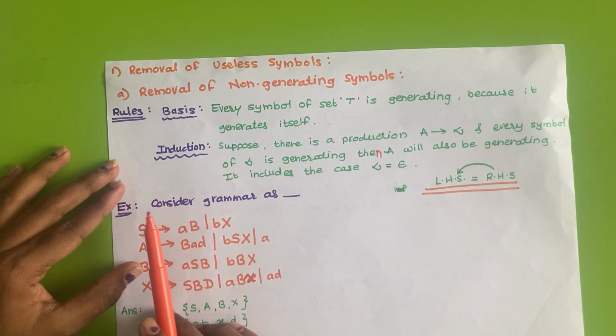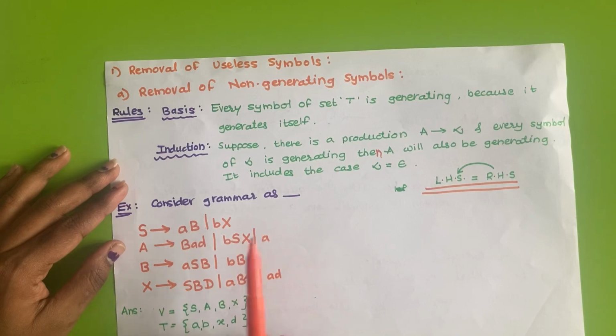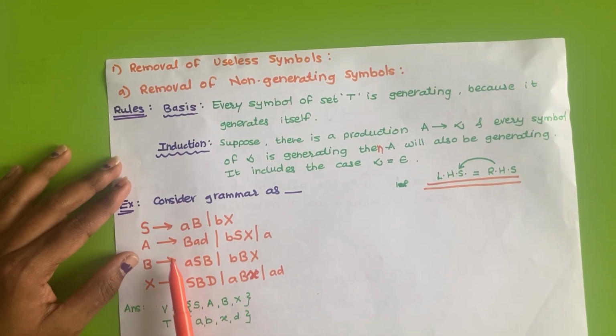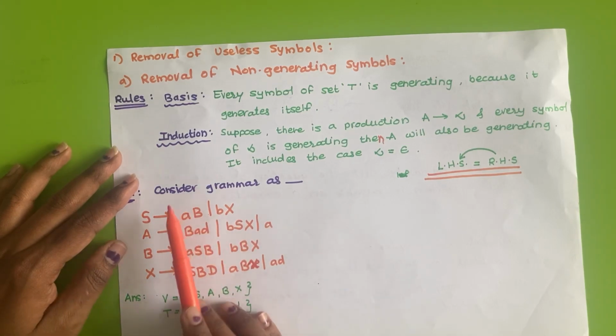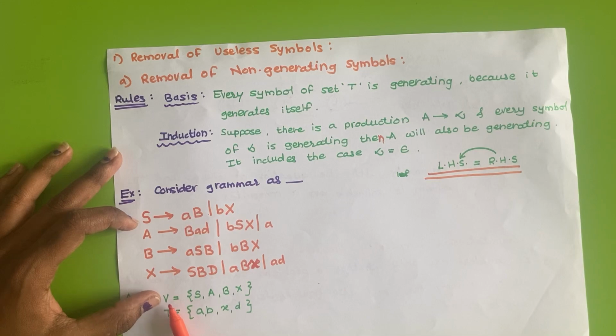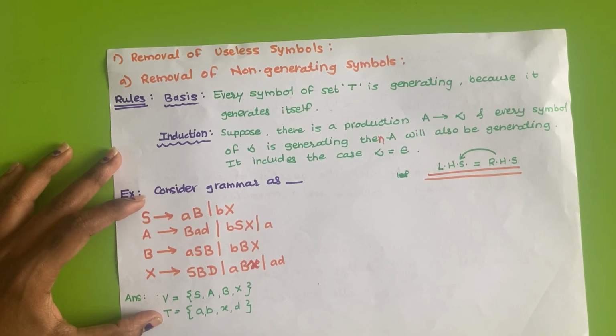Now we will take one example. Consider this is the grammar. We have to observe what the non-generating symbols present in the given grammar are and how we can remove them. Here we have 4 productions. I have listed the variables and the terminals as well. S, A, B, X are variables and a, b, x, D are the terminals.